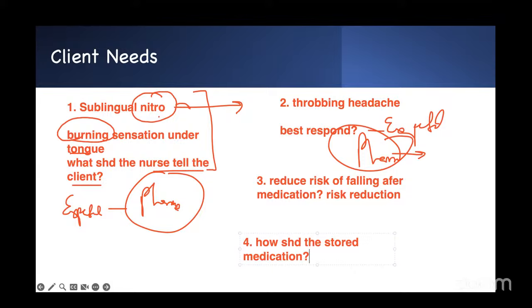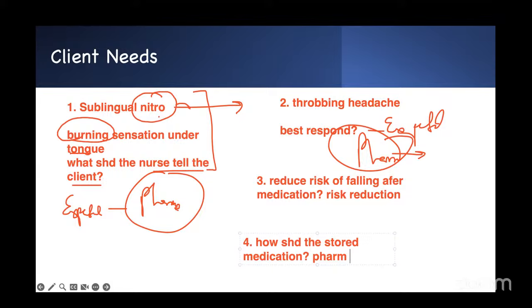What do you think? You can put it in the comments. What do you think you need? Is it teaching? Fine, but teaching about what? About the medication. And what medication? It's the pharmacology question again. It's just pharmacology. So you're teaching them about the pharmacology of the medication. Therefore, this is a pharm question.